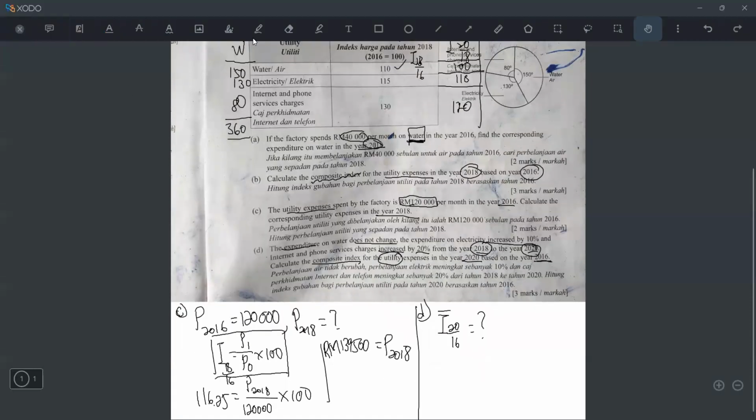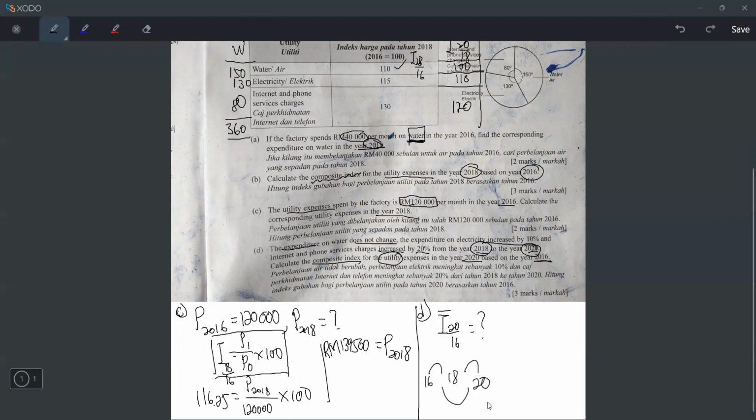So you just draw a smiley face, draw a smiley face, draw a smiley face. And if you remember clearly, the oldest year mentioned here is 2016. The middle will be 2018, and here will be 2020. And remember the first row, they talk about expenditure on water does not change, increased 10%, increased 20%.